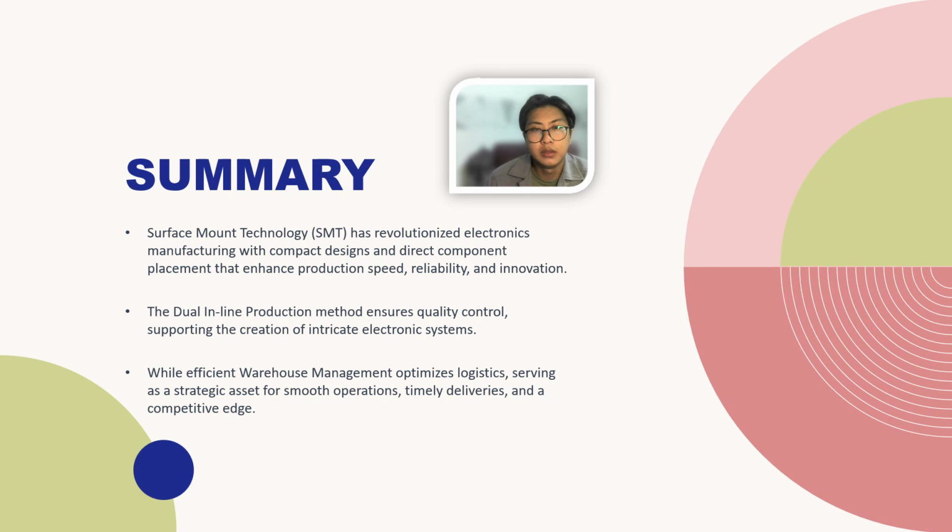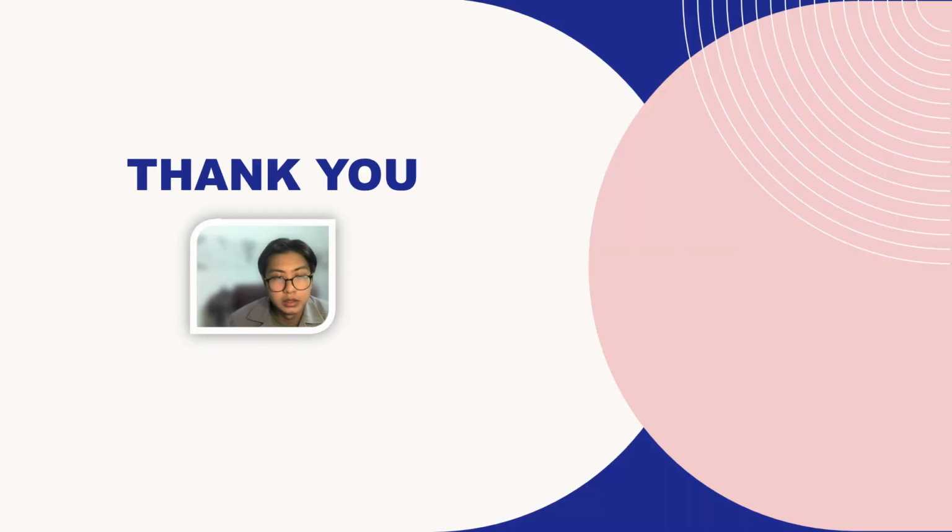So, the summary of my presentation is that SMT has revolutionized electronic manufacturing with compact design and direct component placement that ensures production speed, reliability, and innovation. And DIP production is a method to ensure quality control, supporting the creation of intricate electronic systems. And with efficient warehouse management and optimized logistics, serving as a strategic asset for smooth operation, timely delivery, and competitive edge. That's all for me. Thank you.